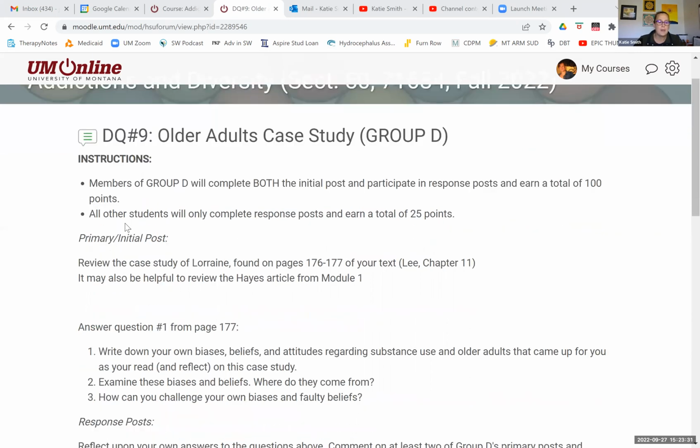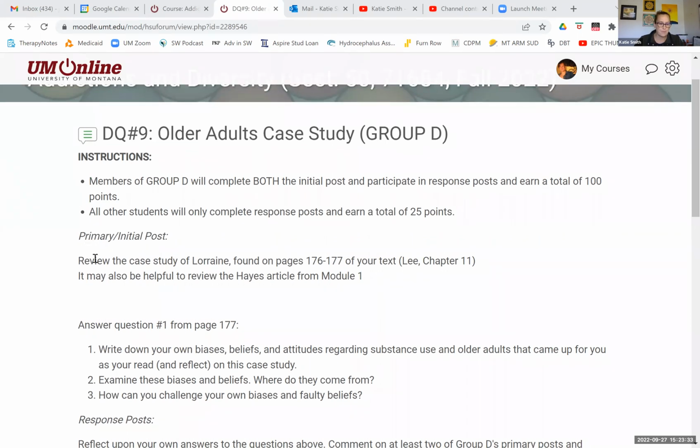So for the primary or initial post, review the case study of Lorraine found on pages 176 to 177 of your text. So it's in chapter 11 of your textbook. If you have an ebook, those pages might look a little bit different, but if you have the physical book, those page numbers should align.